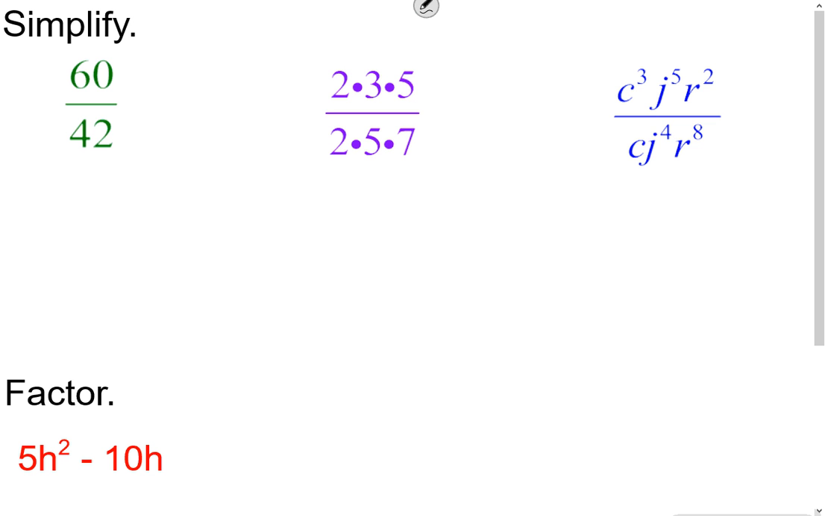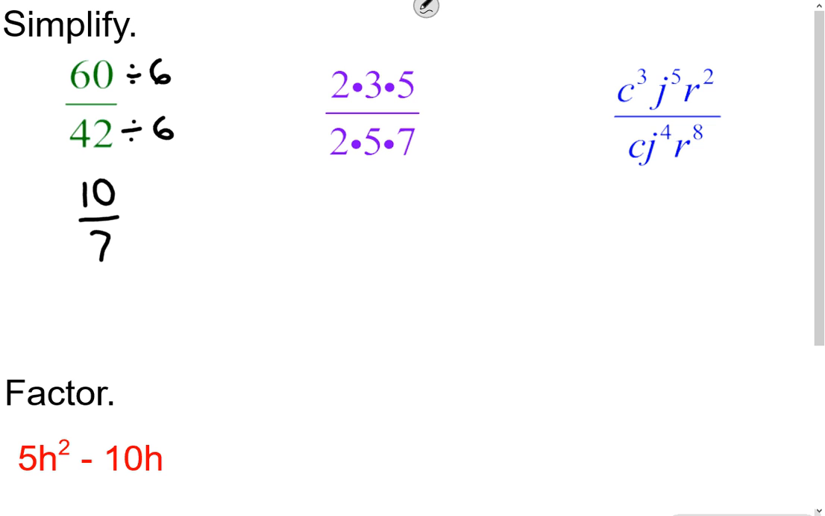I look at a fraction like this and I look for common factors, and when I see this, I see both of the 60 and the 42 have a common factor of 6. So really what I'm doing is I'm dividing the numerator and the denominator both by 6. And when I do that, I end up with 10 over 7. So I have simplified that fraction.